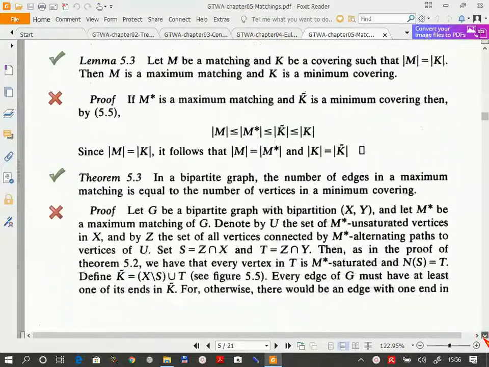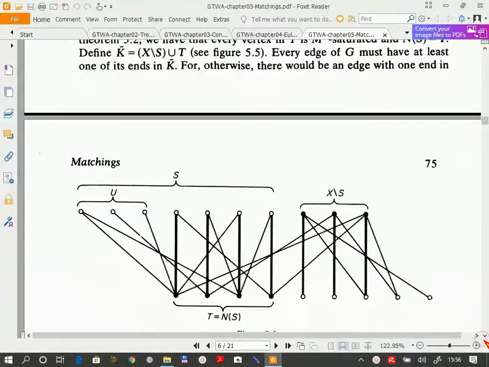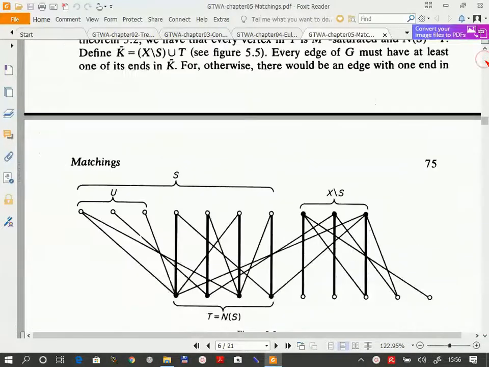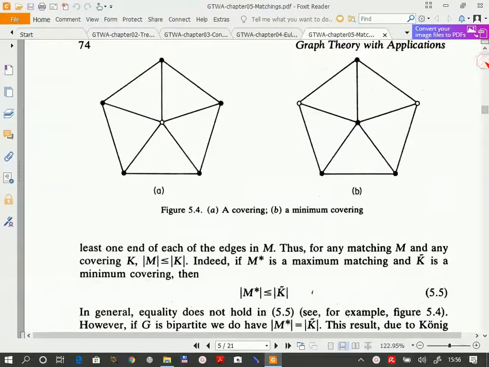And figure 5.4. No, 5.4. Where is it? Here, 5.4.